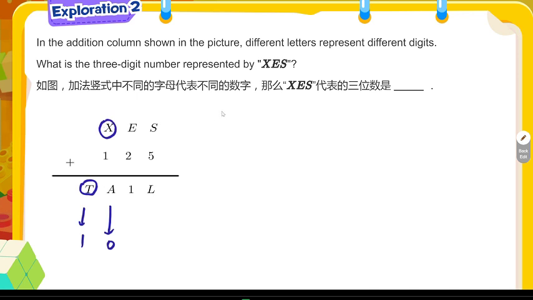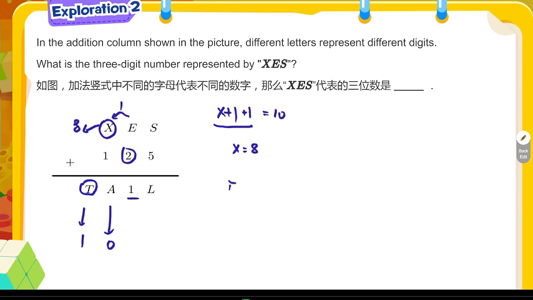So we have x plus 1. And we also need to consider, do we have a carryover in the tens place? Yes, we have, because we have 2 plus something equals 1. So we must have a carryover of 1 here, which is x plus 1 in the hundreds place. It will equal 10. So we know x equals 8.